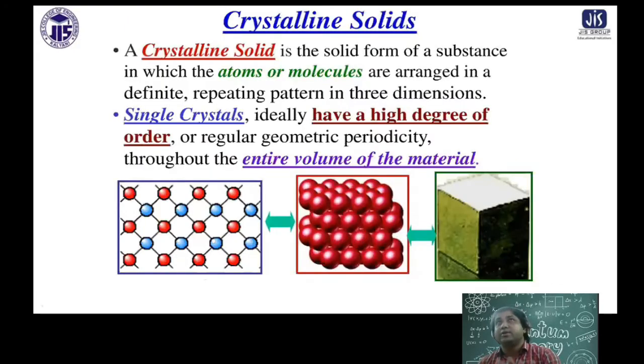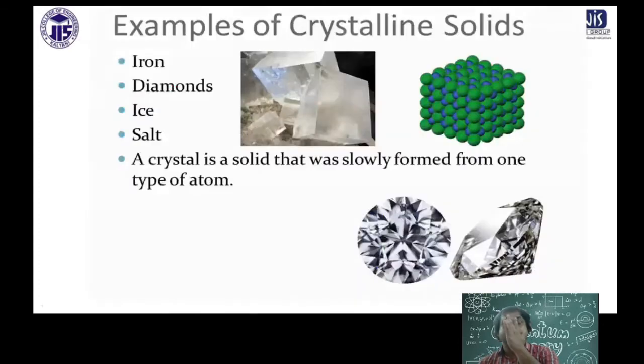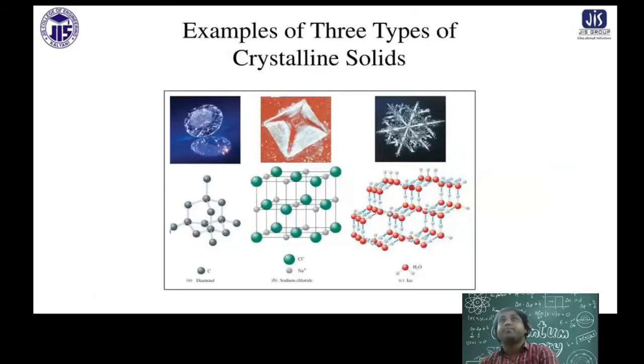Crystalline means there is a definite arrangement of the atoms or molecules which are making the crystal, or the order parameter is long range. So for a higher distance, the proper arrangement of the atoms or molecules is maintained. And examples of crystal structure are table salt, sugar, sand, snow, ice, diamond. All these are the examples of the crystallographic structure.